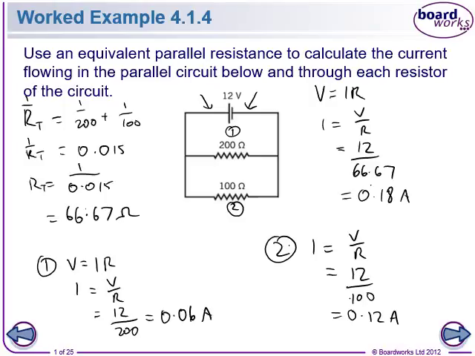A few checks to make sure you're doing it correctly. But, same sort of thing. Work out the total current in the circuit first, by your equivalent resistance. Then once you know the total current, you can use the voltage and the resistance to work out the current in any one place.